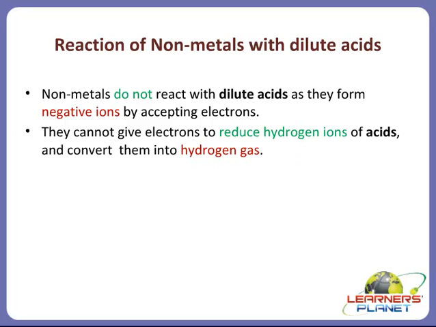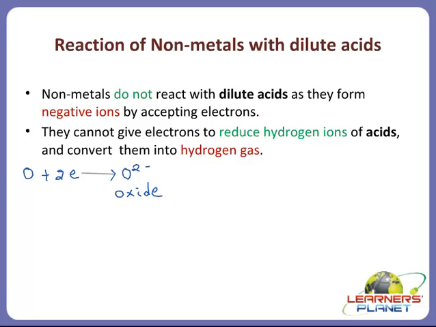In my previous session, I told you that these non-metals, they are forming what type of ions? They are forming negative ions, right? Like your oxygen, it is accepting 2 electrons, and children, it is forming what? It is forming oxide ion, right? That is O2 minus ion, that is oxide.